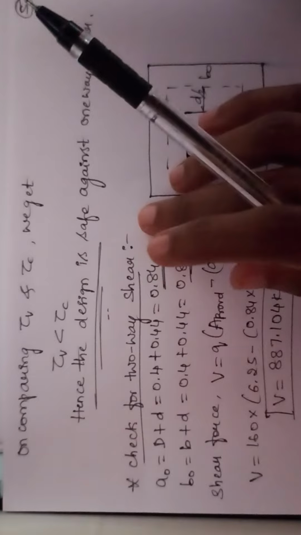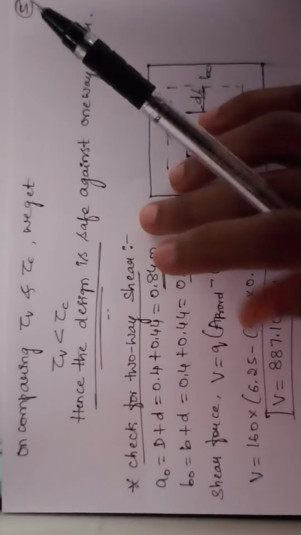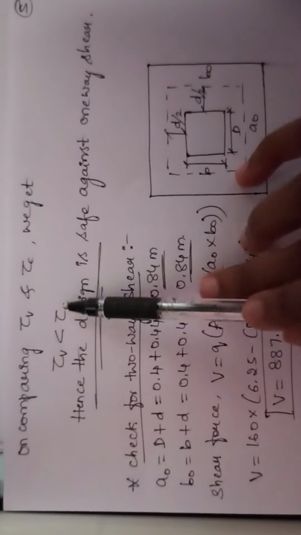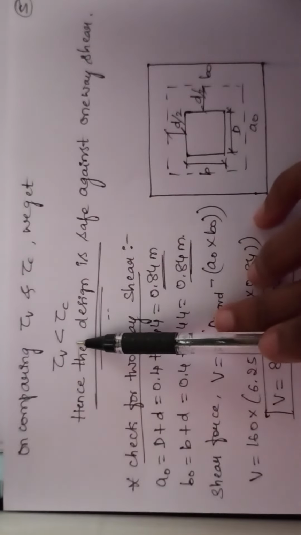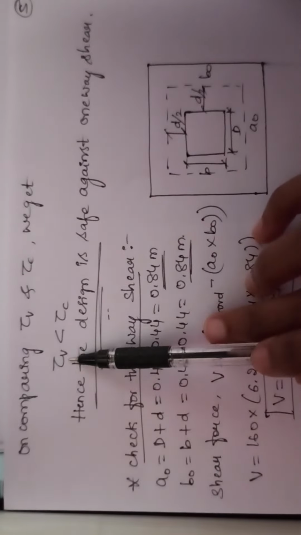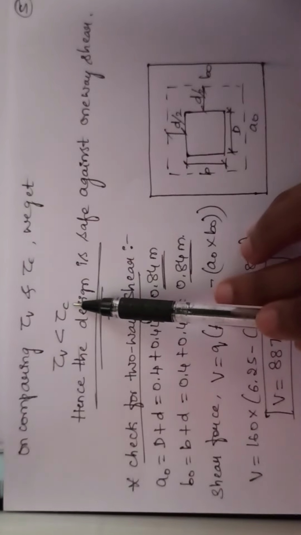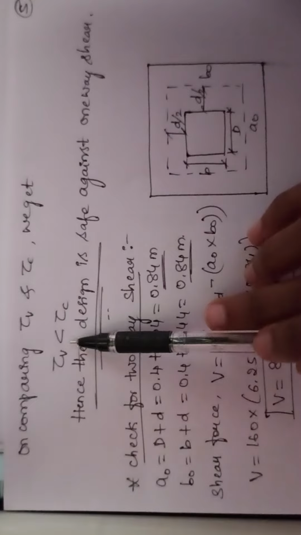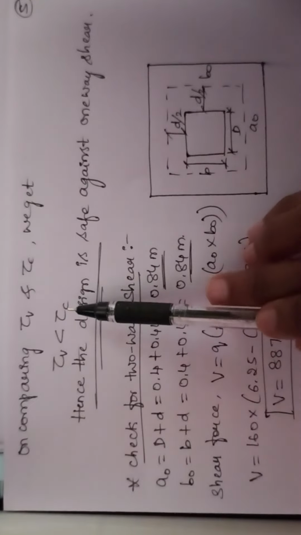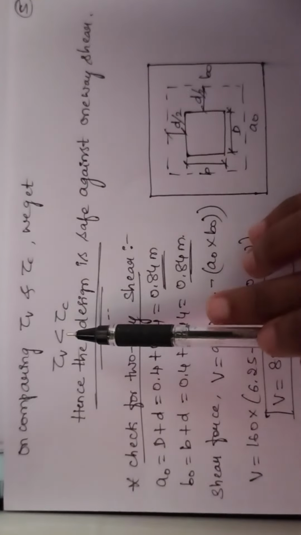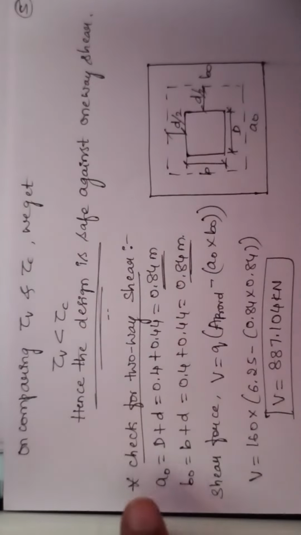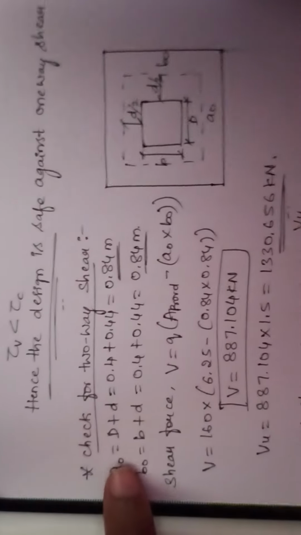Now let us compare the value of TOV with TOC. Nominal shear stress has to be compared with the design shear stress. On comparing, we get the value of TOV which was 0.33 and the value of TOC is 0.48. On comparing those two values, we can assure that our TOV is less than TOC. If we are getting TOV as less than TOC, whatever the design that we had done so far is safe against one-way shear. Then let us check it for two-way shear.